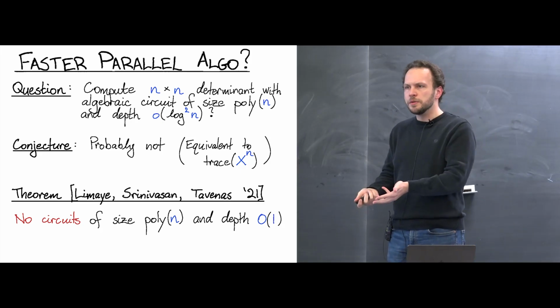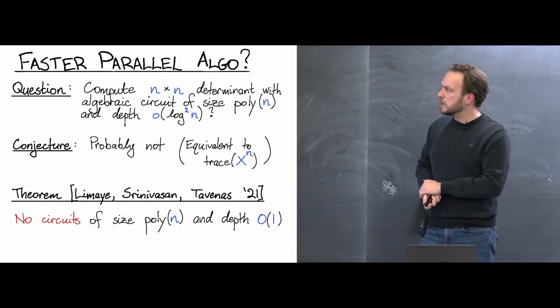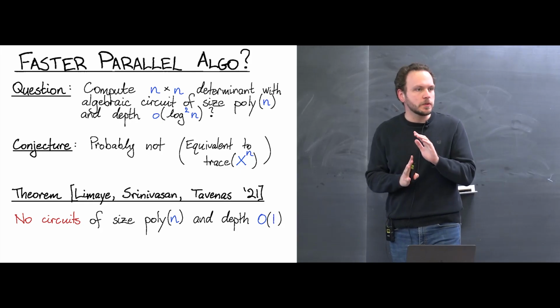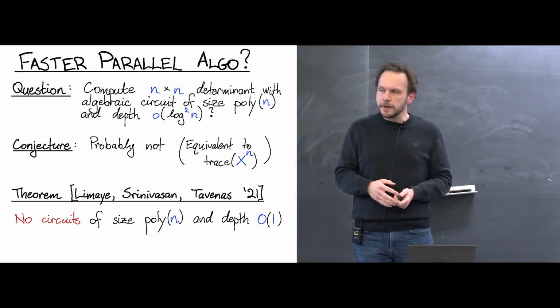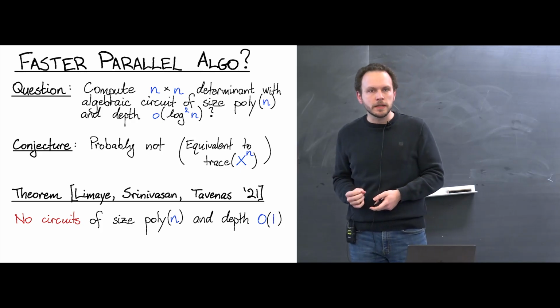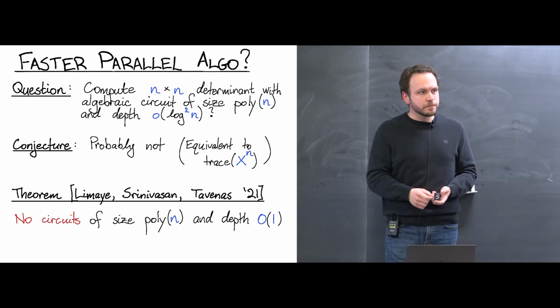It's not clear that you can do better than this. Maybe you can, maybe you can't. We don't know. But probably you can't do much better. Certainly you can't get extremely low depth algorithms for general linear algebra. So there's a very nice result from a few years ago that says, in fact, there are no polynomial sized circuits of constant depth to compute determinants, to invert matrices, and so on.